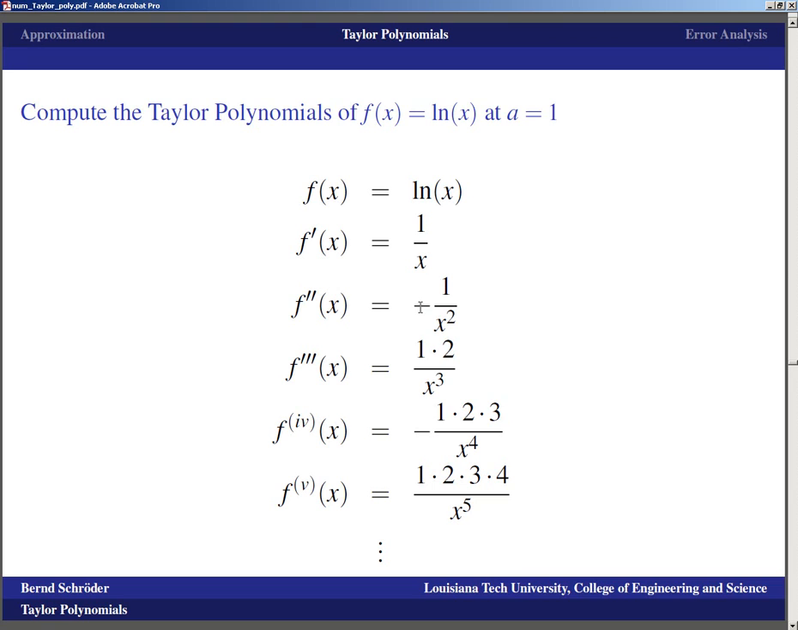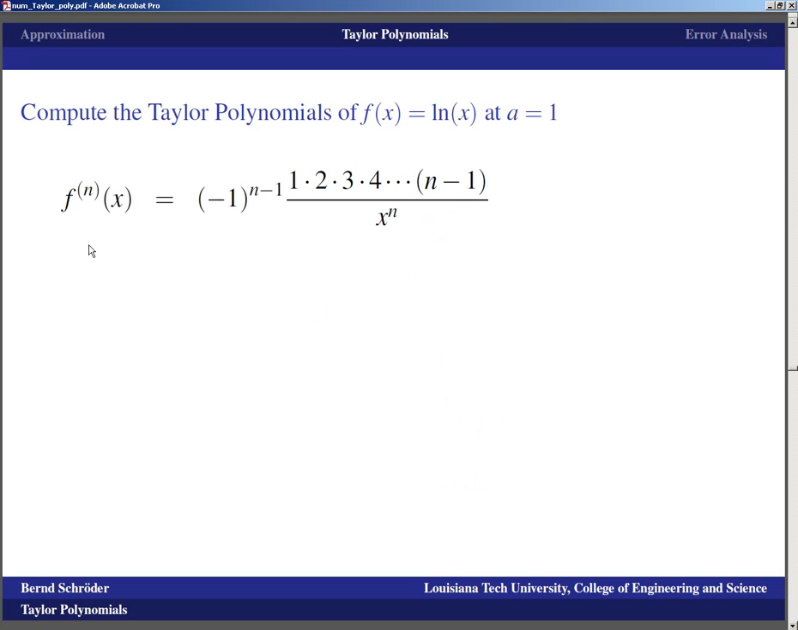And the signs are alternating, so we need a (-1)^n or a (-1)^(n+1). And since at 2 it's negative, we should probably have a (-1)^(n+1). We probably cannot encode the zeroth derivative in that pattern, and that is just as well, because of course at a equals 1 that zeroth derivative, the logarithm of 1, is 0. Okay, so what does that tell us? That tells us that the nth derivative is (-1)^(n-1) times 1 times 2 times 3 times 4 all the way through n minus 1, divided by x to the n, which is (-1)^(n-1) times (n minus 1) factorial divided by x to the n.